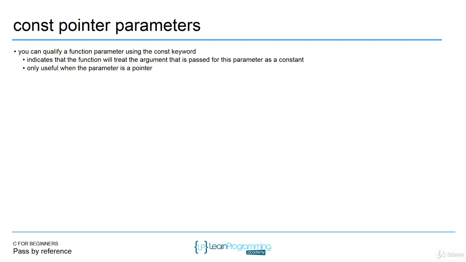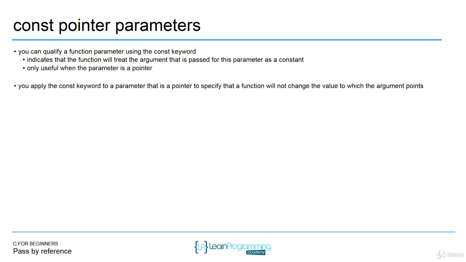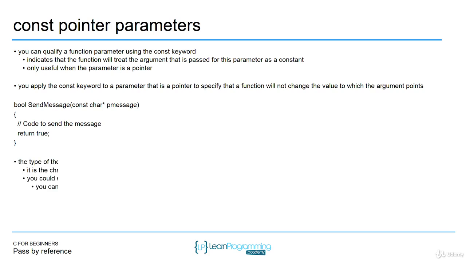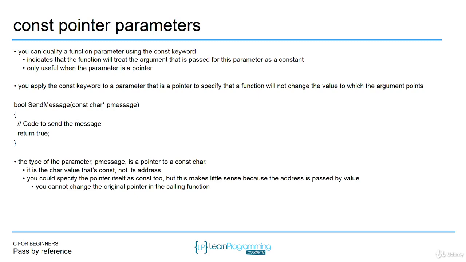The only reason you make a pointer a constant is because you don't want values outside the function changing. So you can apply the const keyword to a parameter that is a pointer to specify that the function will not change the value to which the argument points. Very important. In this example, we have a send message function. It takes a pMessage pointer. We put the const keyword before the char star. So this type of parameter, pMessage, is a pointer to a constant character. It is the character value that's constant, not its address.